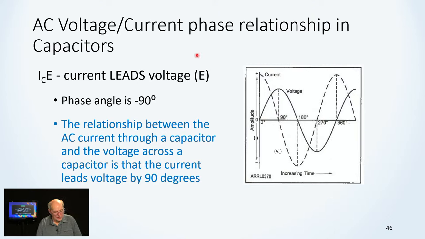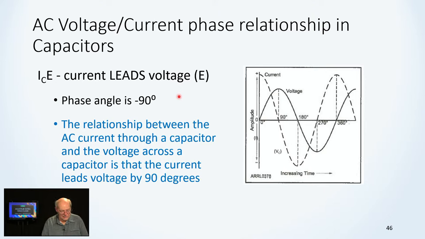Now let's look a little bit more at voltage and current phase relationships. Remember, ICE: capacitor, current leads the voltage. So as soon as we apply a voltage to a capacitor, the current's going to be fairly high as the capacitor is filling, which is why current leads the voltage. Phase angle is going to be minus 90.